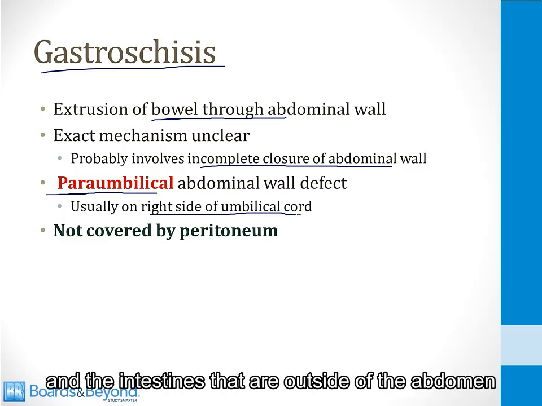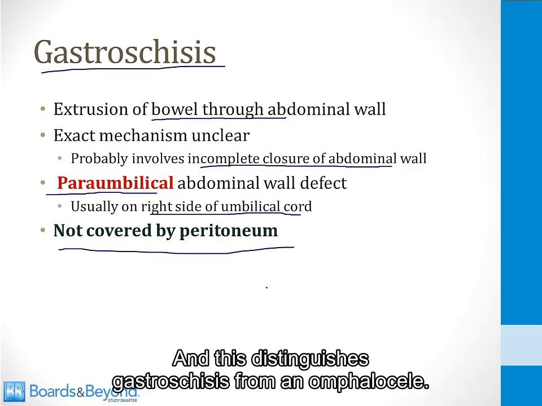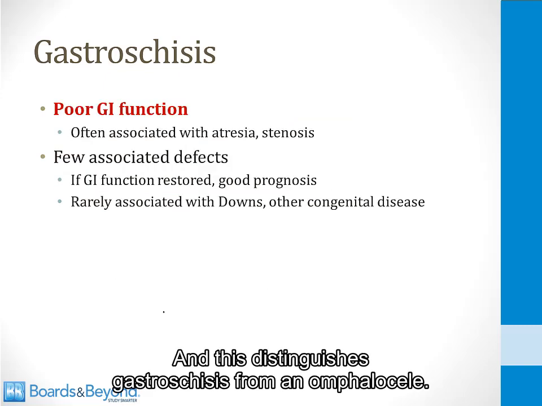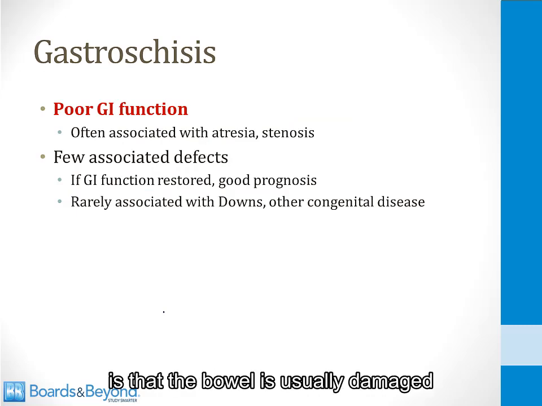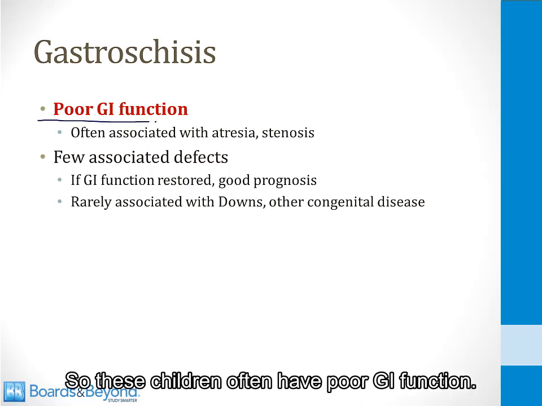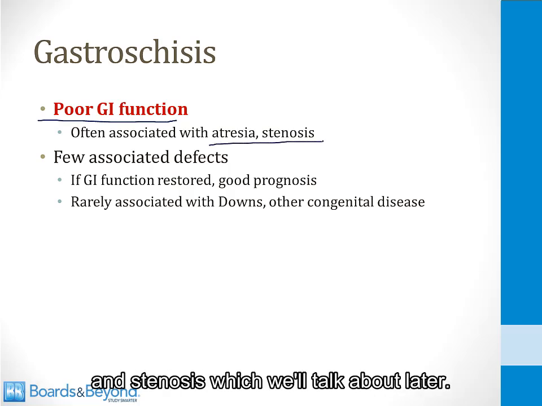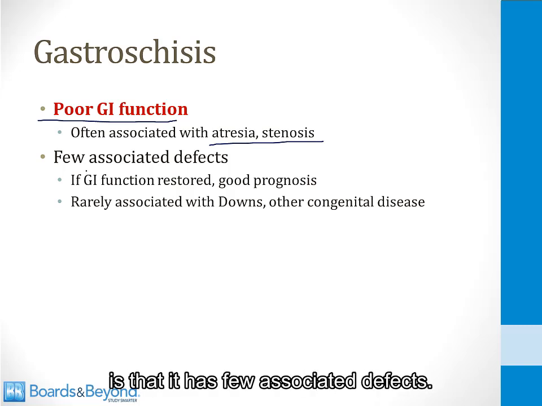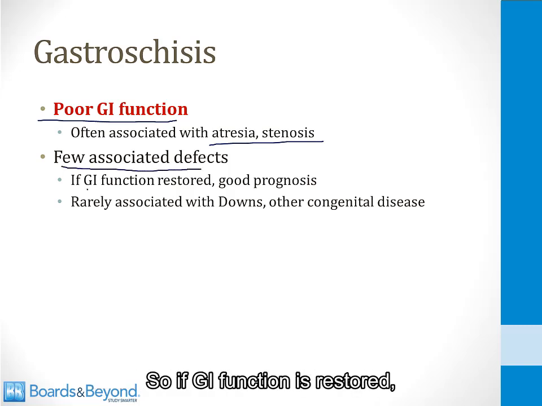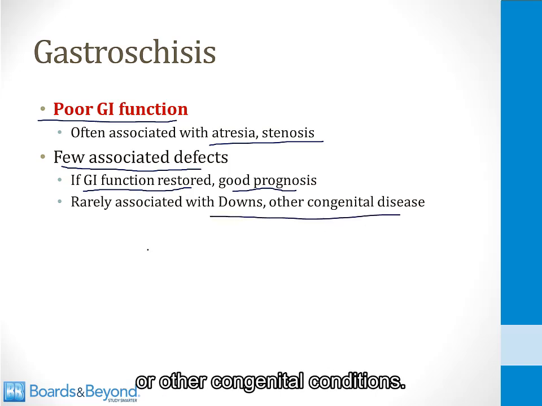And the intestines that are outside of the abdomen are not covered in peritoneum, and this distinguishes gastroschisis from an omphalocele. The problem with gastroschisis is that the bowel is usually damaged when it comes outside of the abdomen. So these children often have poor GI function. Gastroschisis is often associated with bowel atresia and stenosis, which we'll talk about later. The good news about gastroschisis is that it has few associated defects, so if GI function is restored, there's usually a good prognosis. It's rarely associated with Downs or other congenital conditions.